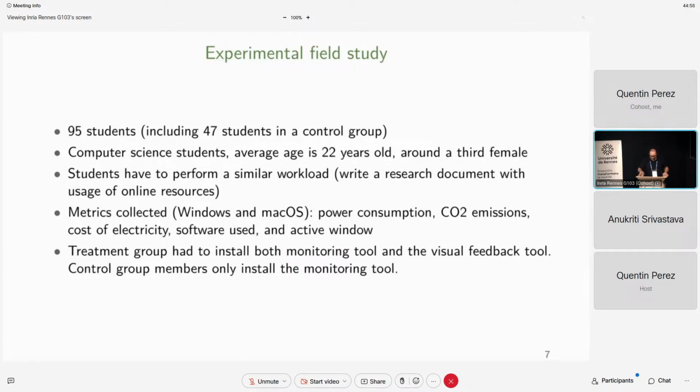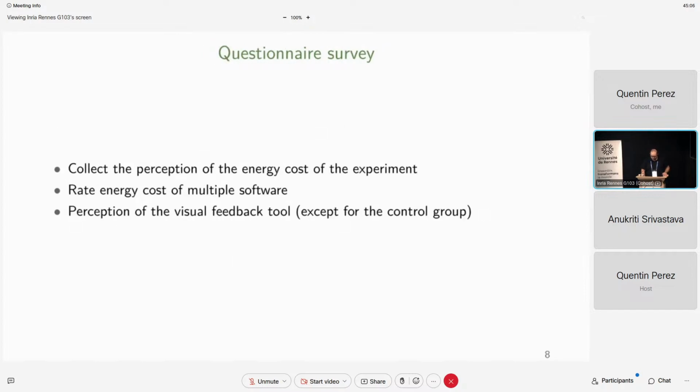The treatment group, the one with the visual feedback, had to install the visual feedback too. We also had a questionnaire at the end where we collected their perception about the experiment and about the software they used, which one consumed, in their opinion, most of the energy, so they had to rate multiple software. And for the treatment group, the perception of the visual feedback: was it useful? Was it annoying?